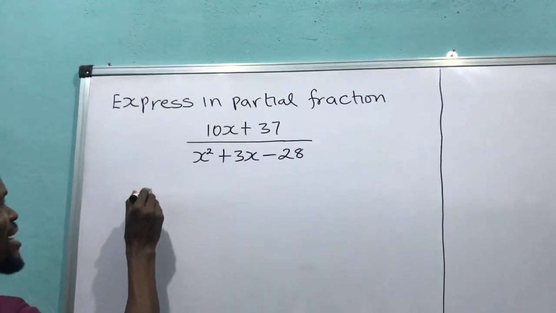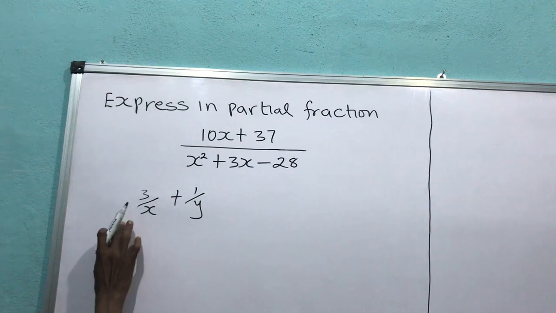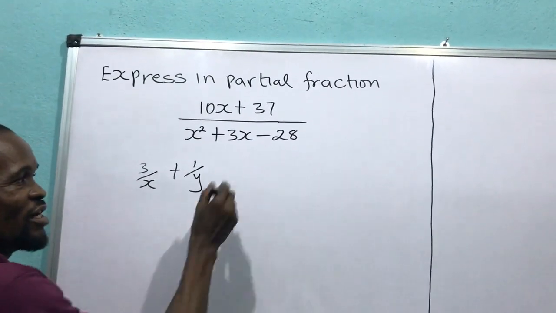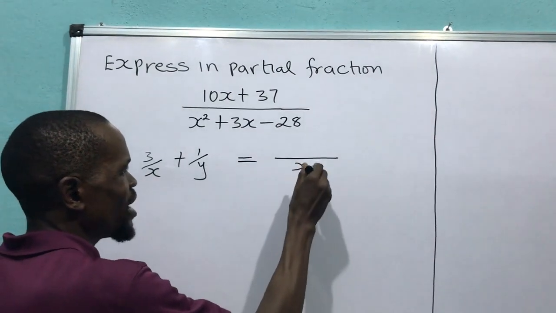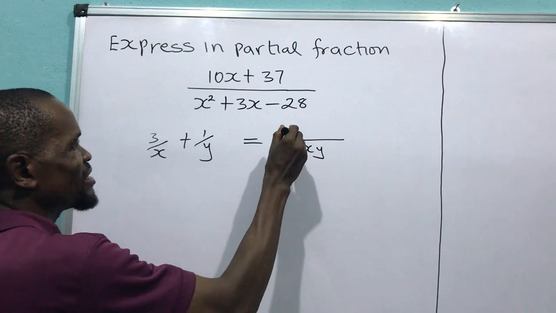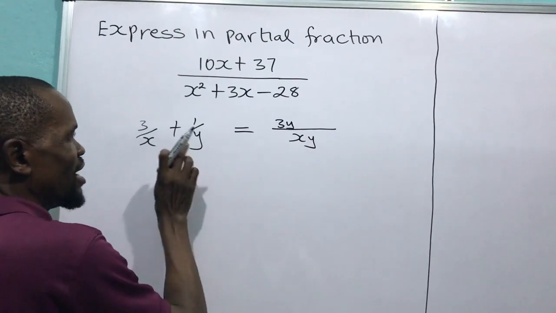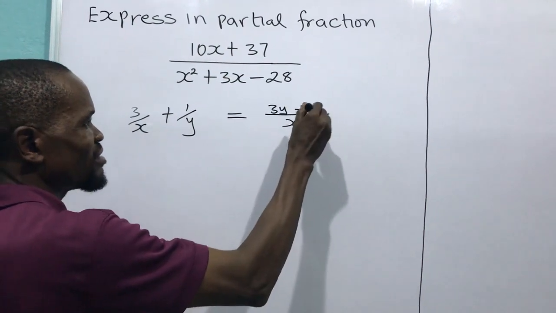Let us look at this again. I say 3 over x plus 1 over y is a partial fraction. To get the compound fraction, I say x times y. Dividing this gives me y, and y times 3 gives me 3y. Dividing this gives me x, and x times 1 gives me x.